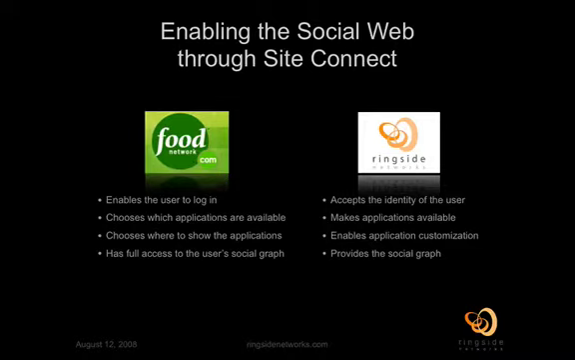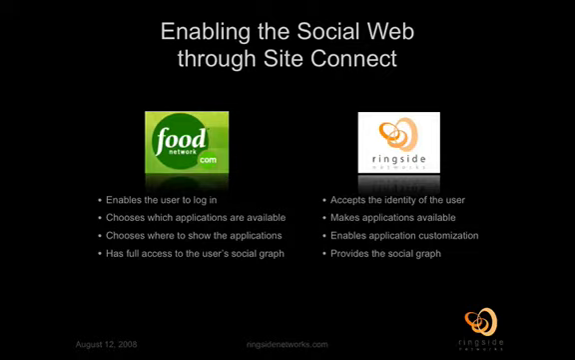They actually choose where to show the applications as well. So they already have content management systems and portal systems, and they can integrate those applications into their existing website. FoodNetwork.com also has full access to the social graph that's actually hosted now at a Ringside Network server. The role of the Ringside Network server is to accept the identity of the user from FoodNetwork.com and to make applications available via Facebook or open social technologies.